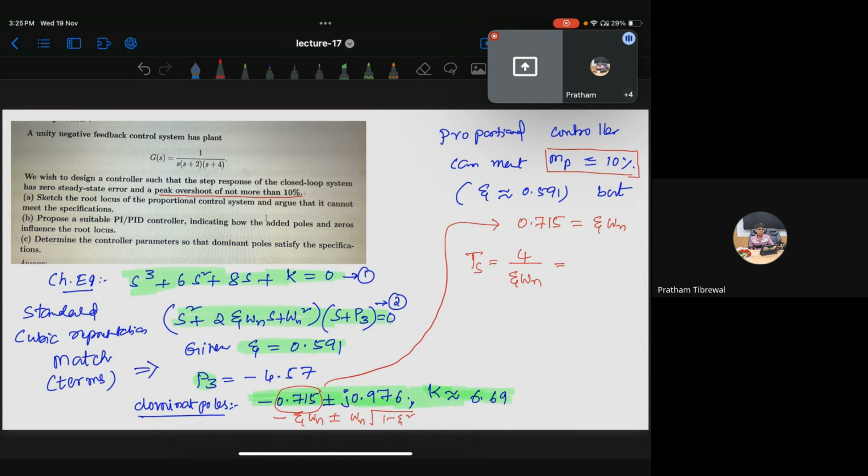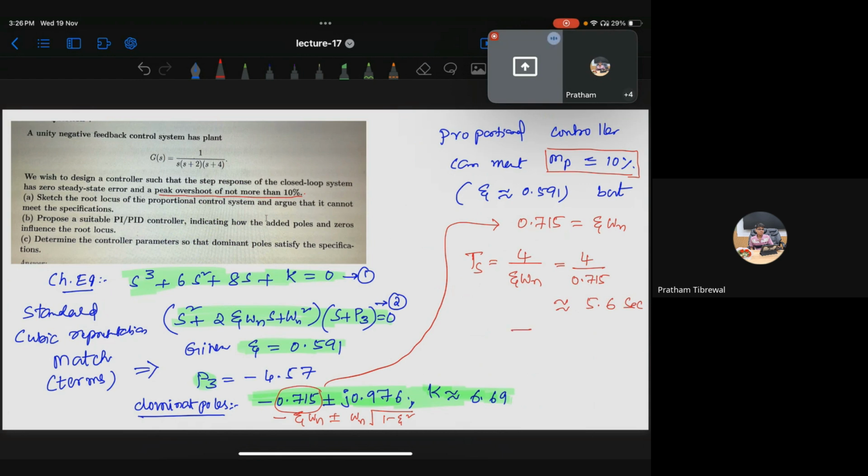For settling time, there is one formula: for 2% we take 4 upon zeta omega n. So how did we take 2%? Not necessarily, we can go for 5% also. That always depends upon the system, what tolerance from the reference you want to have. In this case, we are taking the 2% case. So 4 by 0.715, which will give you close to 5.6 seconds.